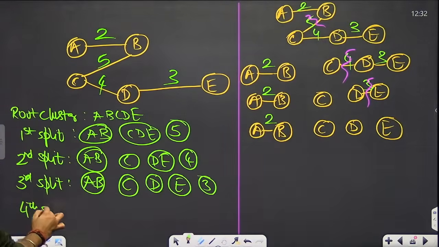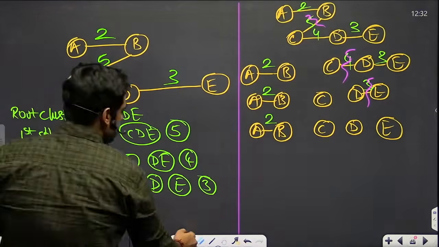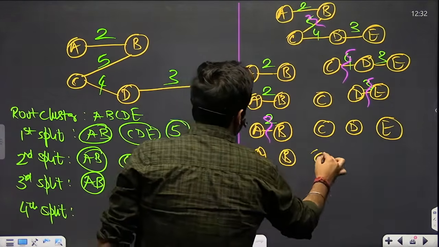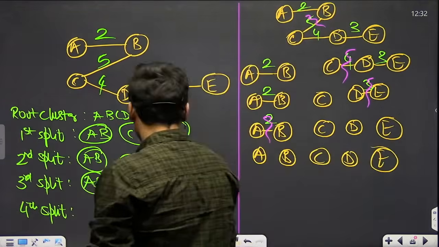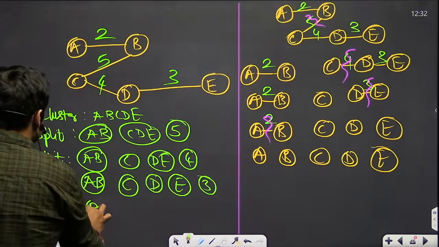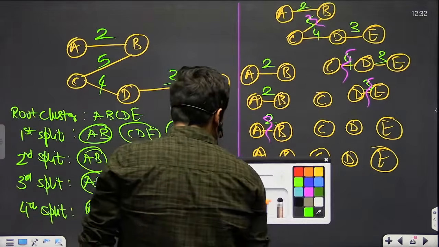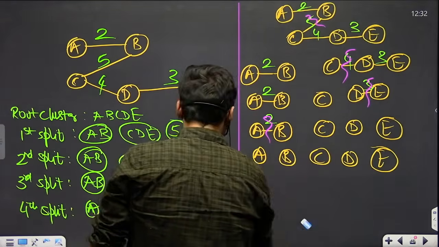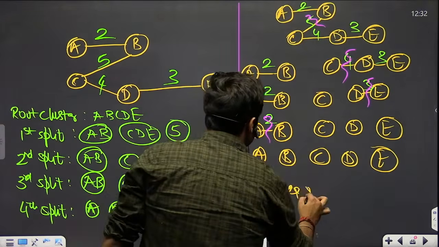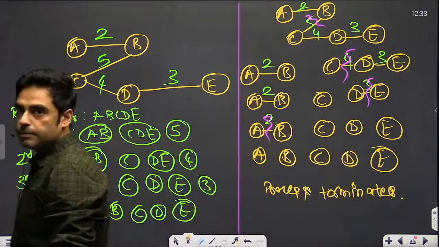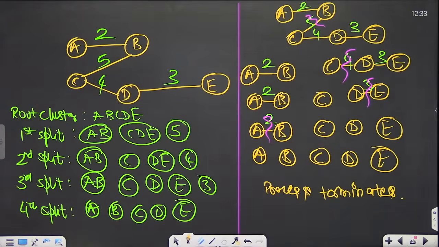Then what is the fourth and final split? I would be cutting this, so now I'll have each and every element free, independent: A, B, C, D and E. Once I get each and every element free, I would be terminating the process. So here the process terminates.